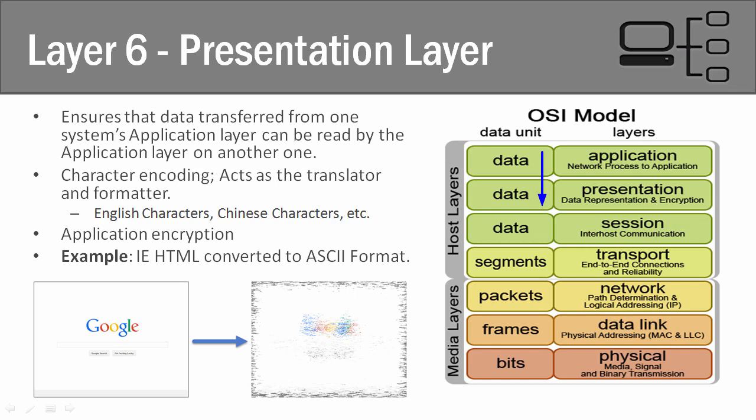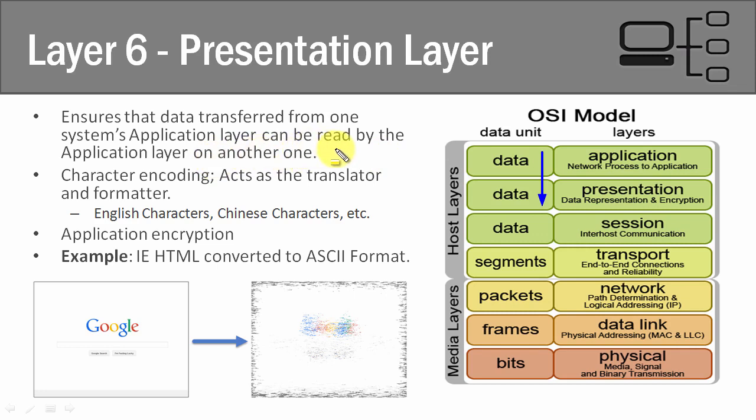It needs to make sure that when data goes from one computer to another on the network, the data is represented properly so they can understand what it is. And if it needs to be encrypted, that it is encrypted properly. So number one, it ensures that the data being transferred from one system's application layer can be read on the application layer on the other computer.